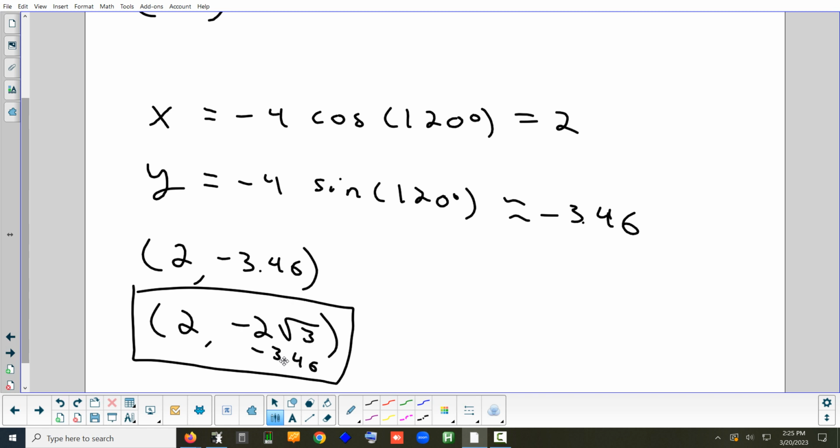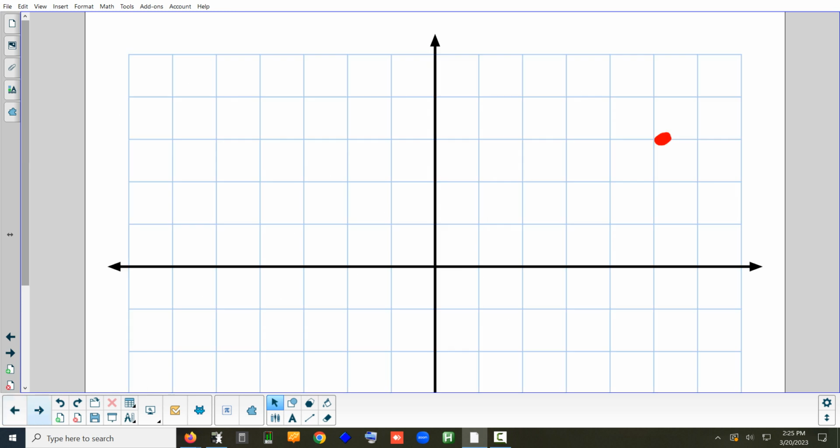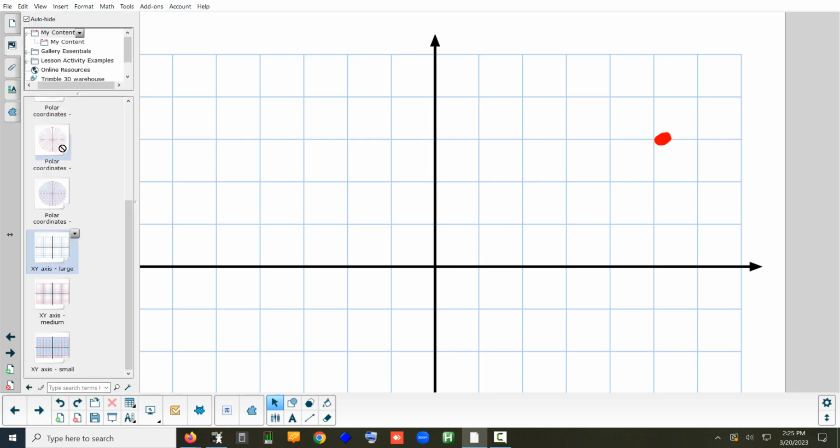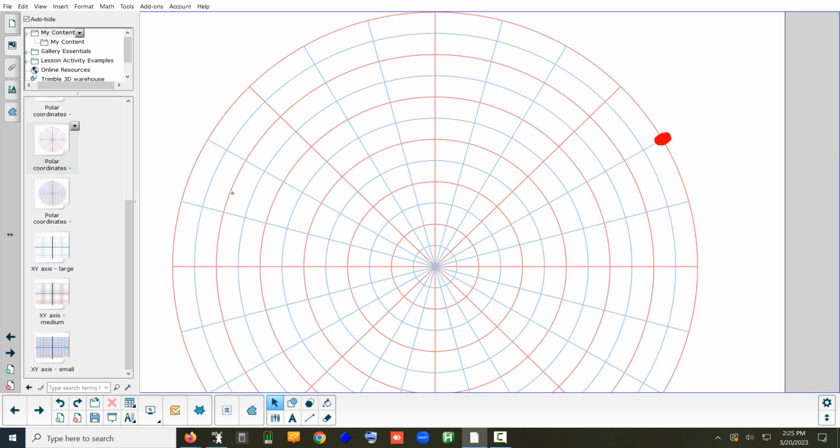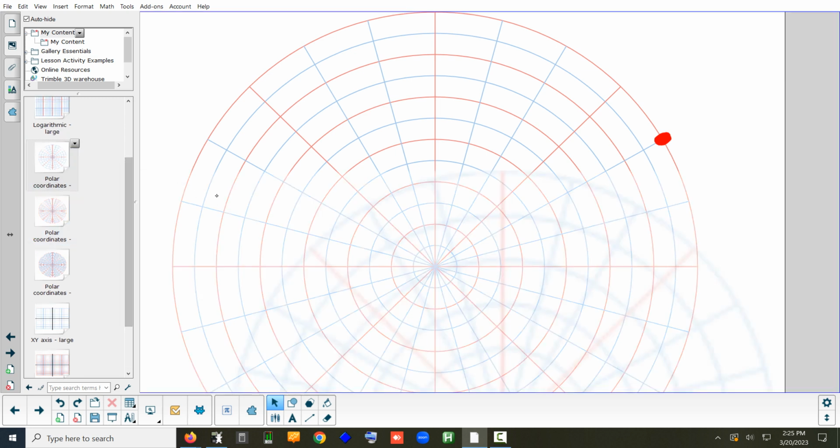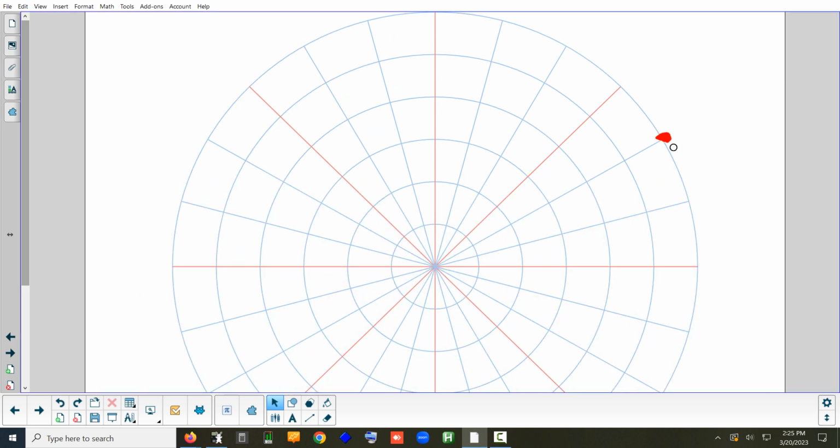Hey, you want to see the grid one more time? Put the point, change it behind it. All right. So we got -4, 120. Do I have a big enough scale? Do I have that many rings on there? Oh, that's too small. That's the wrong scale. That's the one. All right.